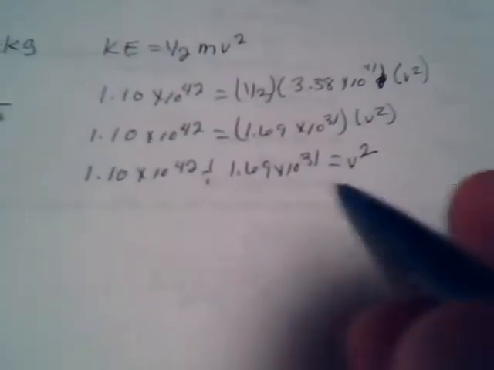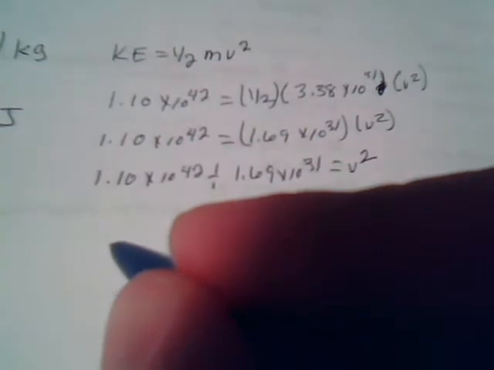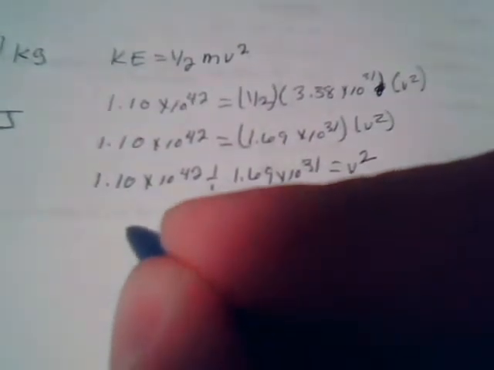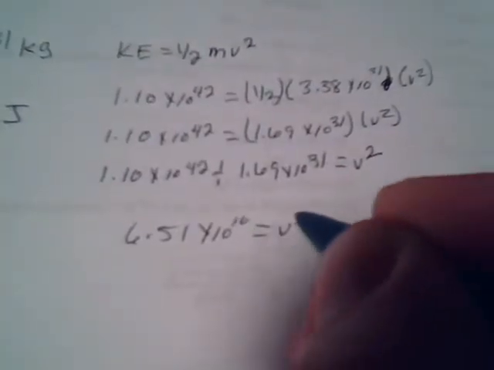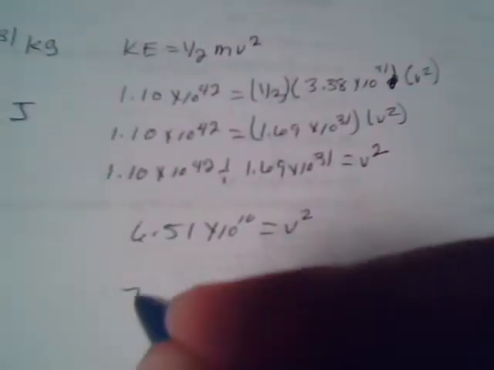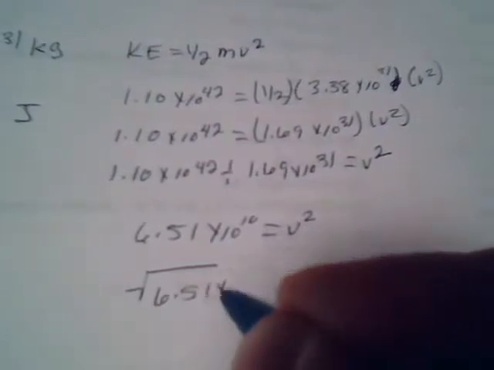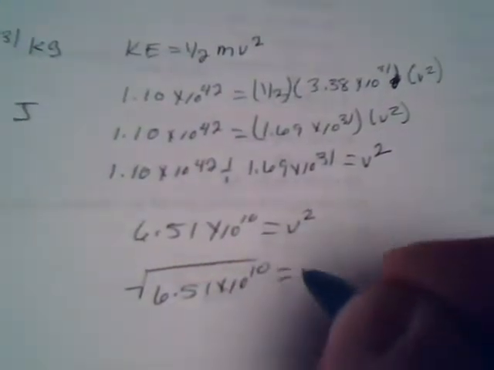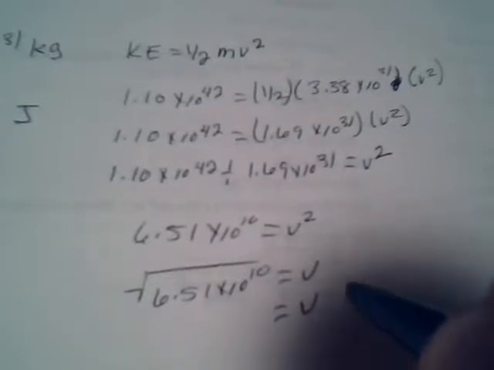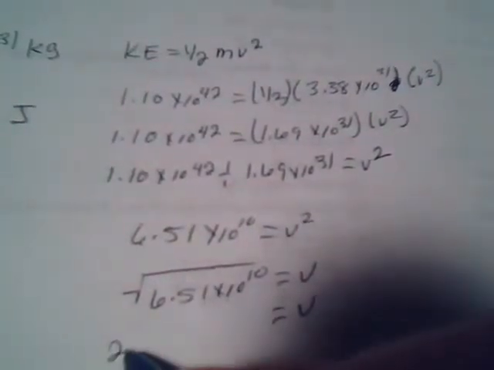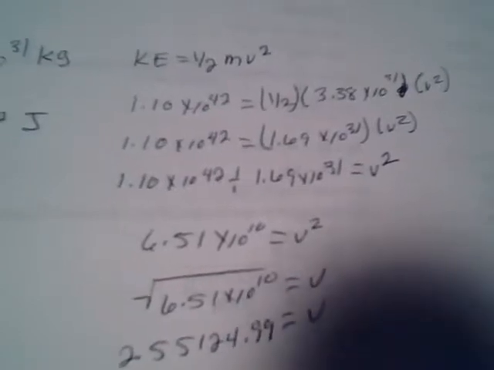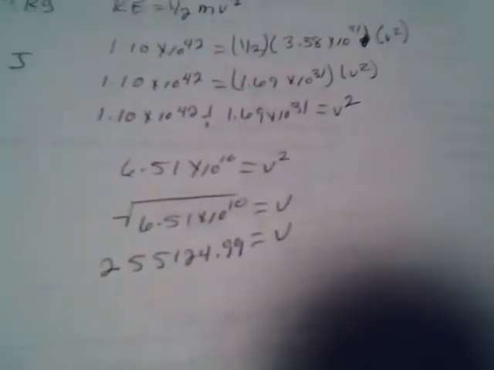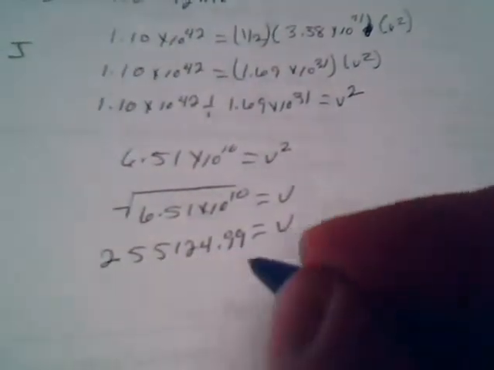All right. And then, so now we need to divide this out. And when we divide that out, we get 6.51 times 10 to the 10th is equal to velocity squared. This is squared, so to unsquare it, we square root the other number. That will give us velocity. And velocity becomes a big number of 255,124.99. Now this guy right here is in meters per second.